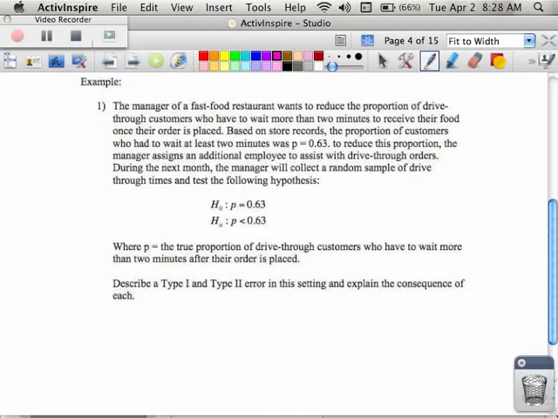So your null hypothesis is that your proportion that are waiting at least 2 minutes is 0.63, and the alternative is that it should be less than 0.63. We're going to find some kind of sample that has less than 63% of the people waiting at least 2 minutes. That make sense? So 63% are waiting right now, at least 2 minutes, and we want to have some kind of conclusion that adding this person made it less.